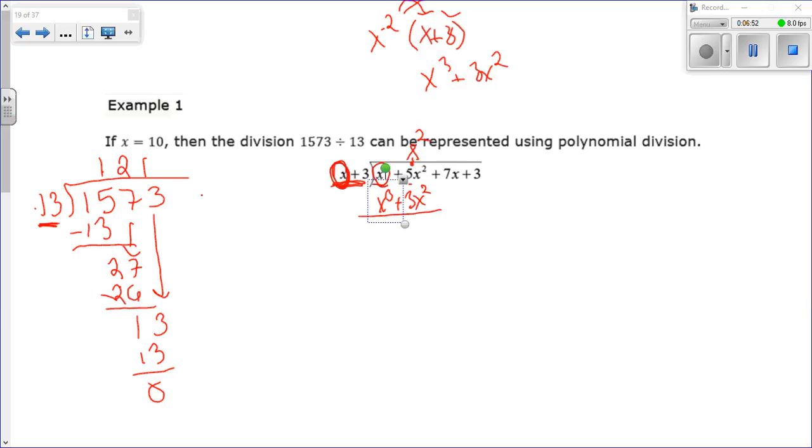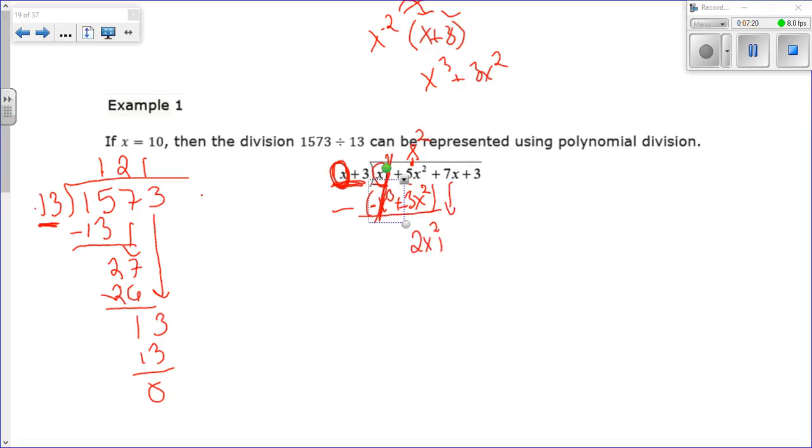Now I need to subtract, because that was the next step. I need to put parentheses around the whole thing, and I'm going to subtract that whole polynomial. So this becomes a negative x cubed, and this becomes a negative 3x squared. Now my x cubed and my negative x cubed cancel each other out. 5x squared and a negative 3x squared is now 2x squared.